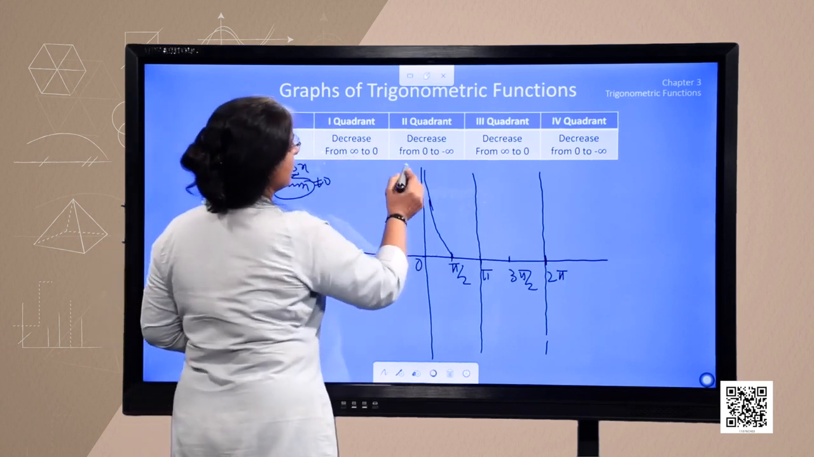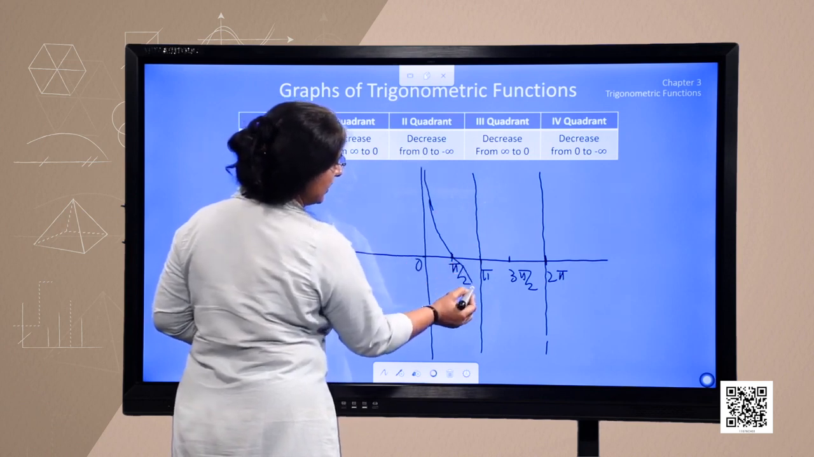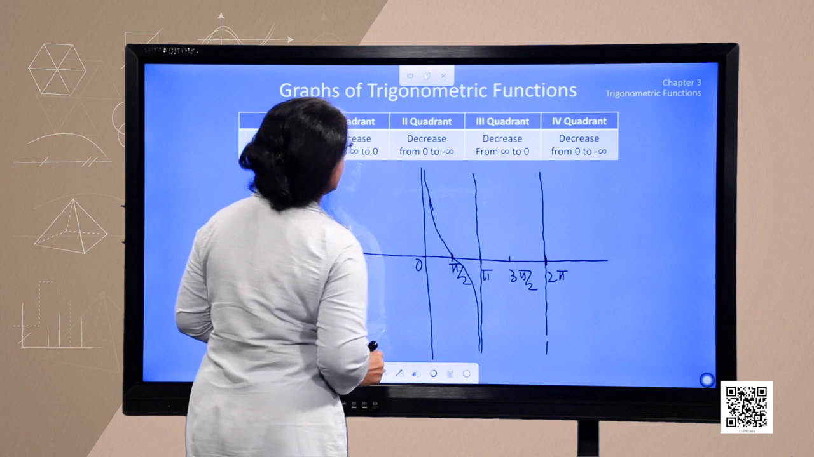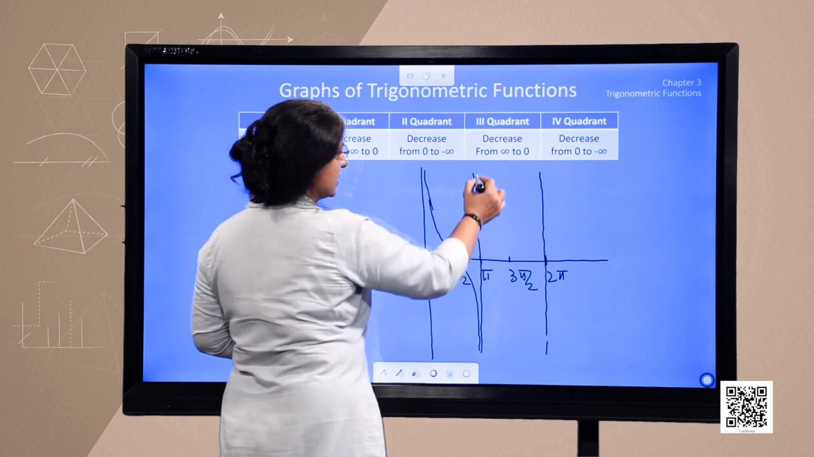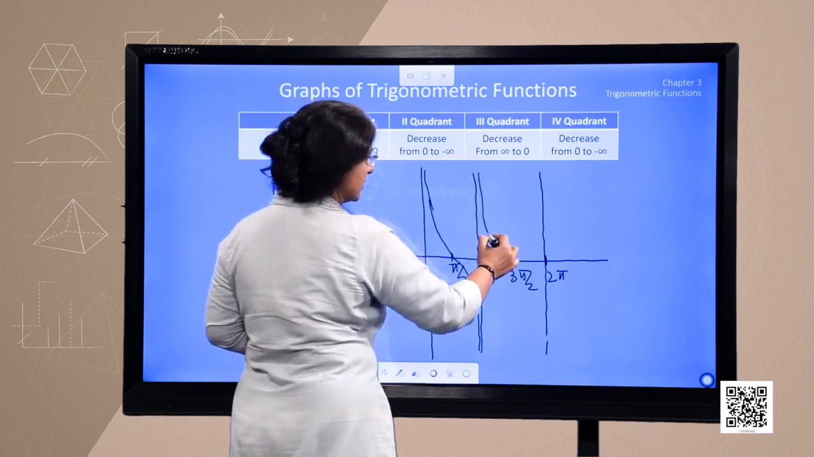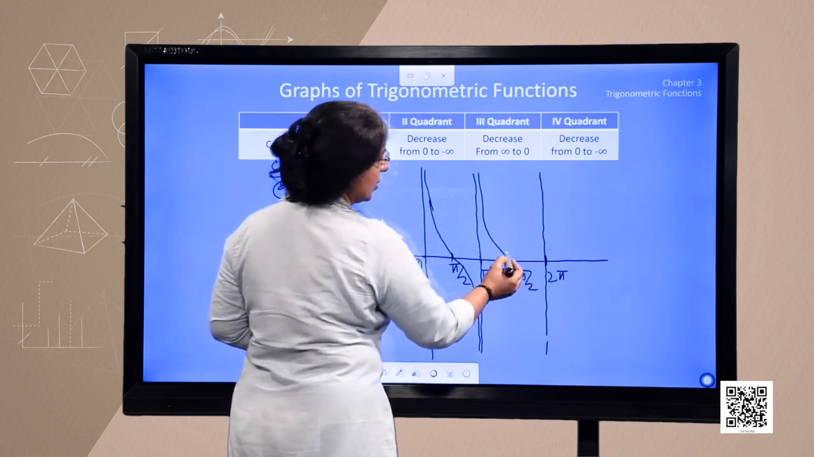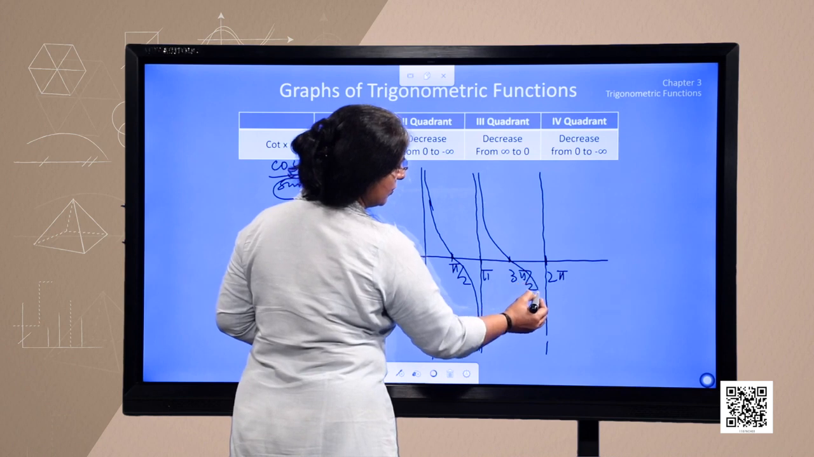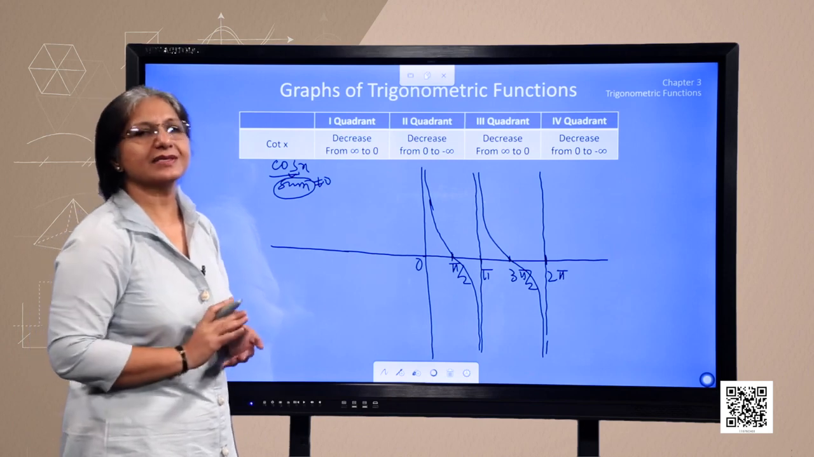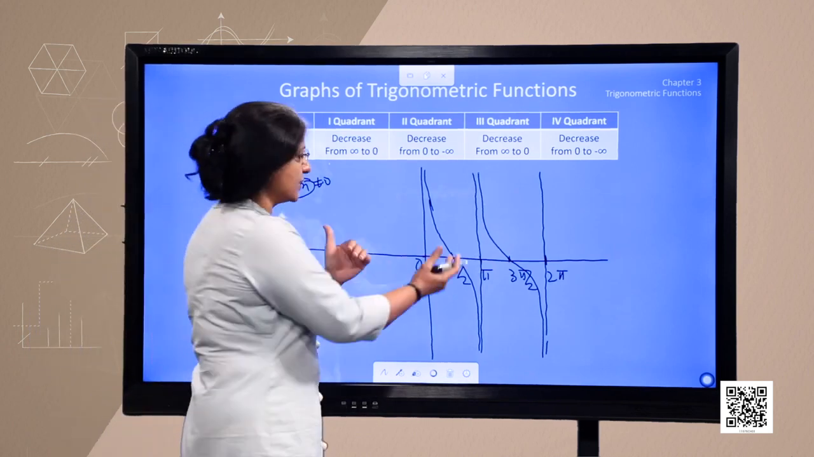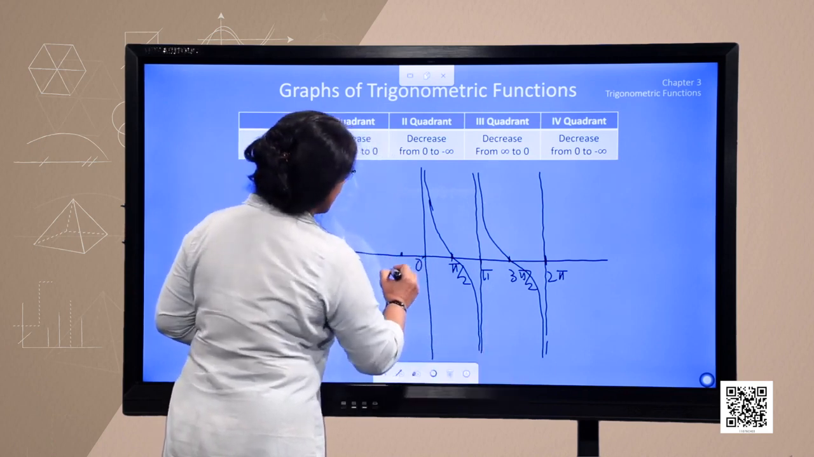infinity to 0, and in the second quadrant from pi by 2 to pi, it decreases from 0 to infinity, and in the third quadrant it again decreases from infinity to 0, the same pattern goes like this, and in the fourth quadrant, that is from 3 pi by 2 to 2 pi, it goes from 0 to minus infinity. Though the graphs of tangent and cot appear similar, they are just opposite, and you can see from the graph in the negative direction also.